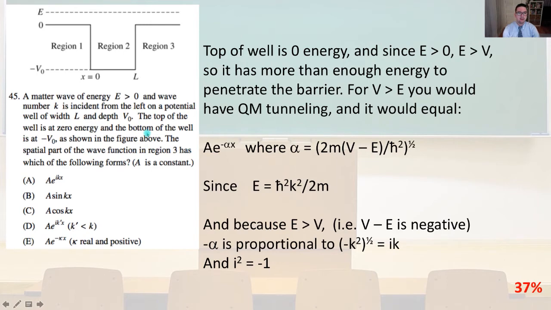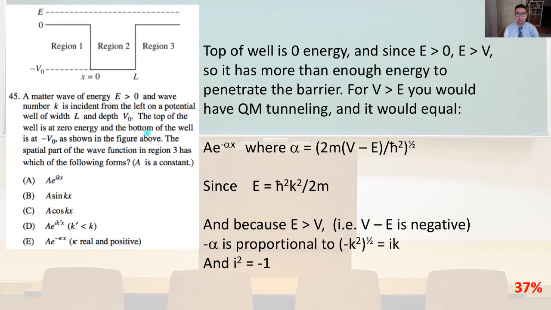Number 45. A matter wave of energy E greater than 0 and wave number k is incident from the left on a potential well of width L and depth V0. The top of the well is at 0 energy, and the bottom of the well is at negative V0, as shown in the figure above. The spatial part of the wave function in region 3 has which of the following forms, and we are given that A is a constant.